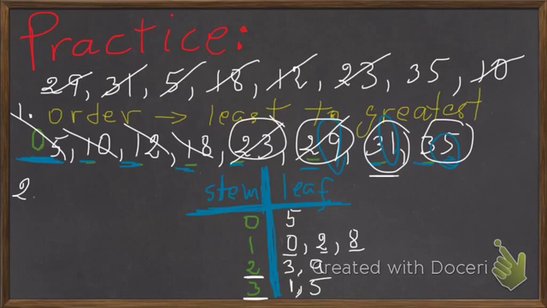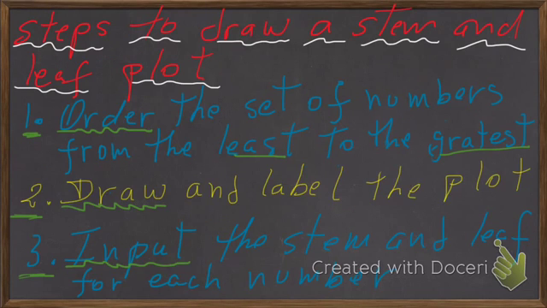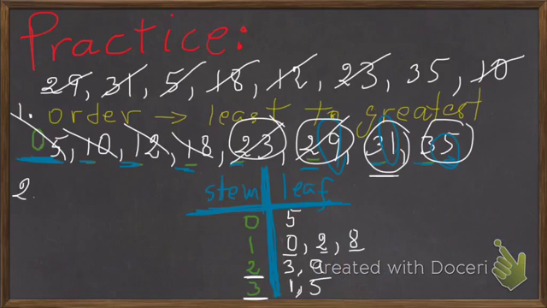So that is, okay, so we're going to go back for the steps, and it says input the stem and leaf plot. So actually we were doing that. So we were inputting. I'm just going to write it again for you guys to remember. So we draw the stem and leaf plot, that is this. And then step 3 was input the information, the numbers. So input, that's what we did.